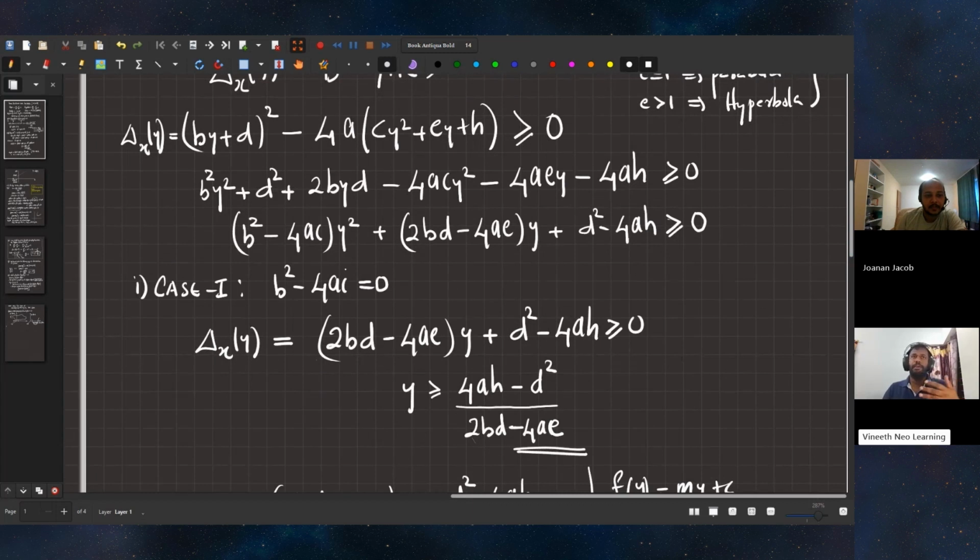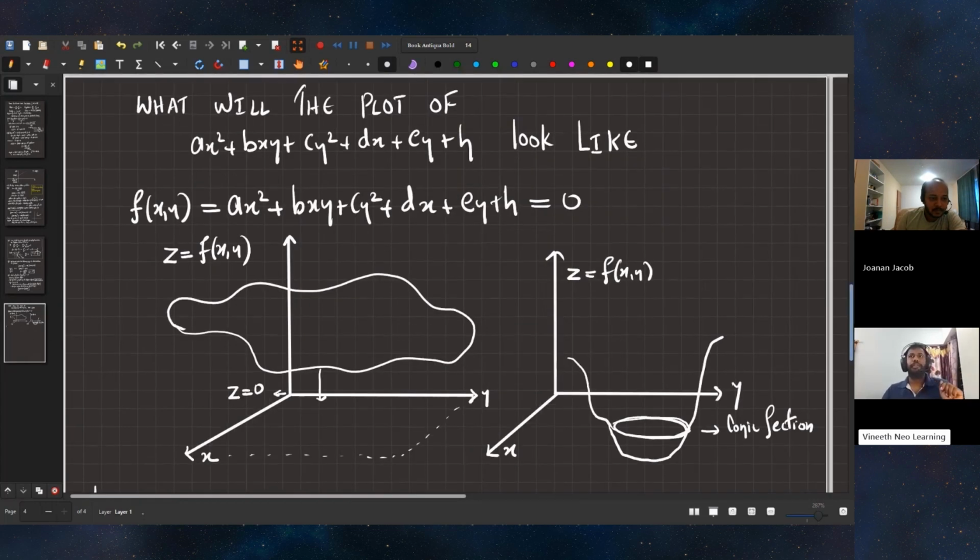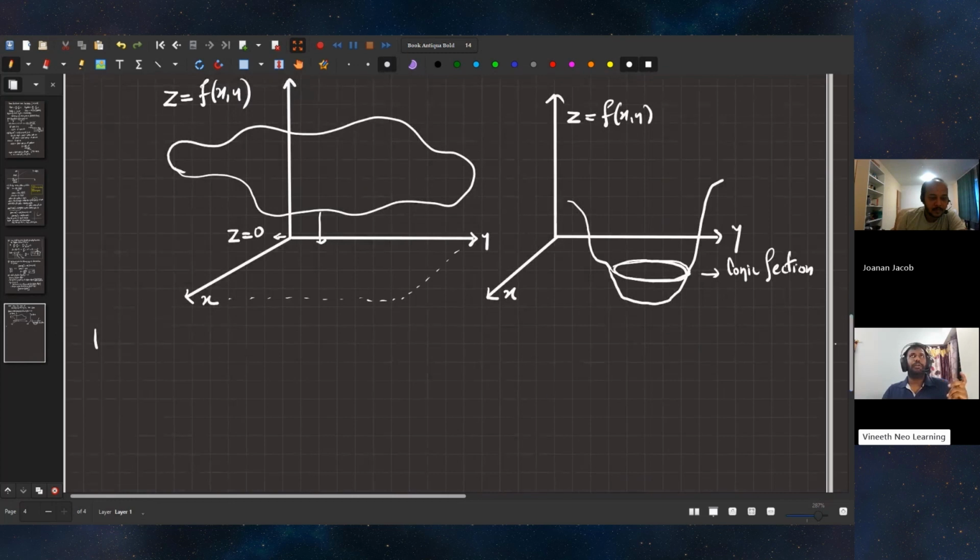It can be 0, greater than 0, or less than 0. In case 1, we assumed this is equal to 0. As case 2, I am assuming this is less than 0. Case 2: b squared minus 4ac is less than 0.